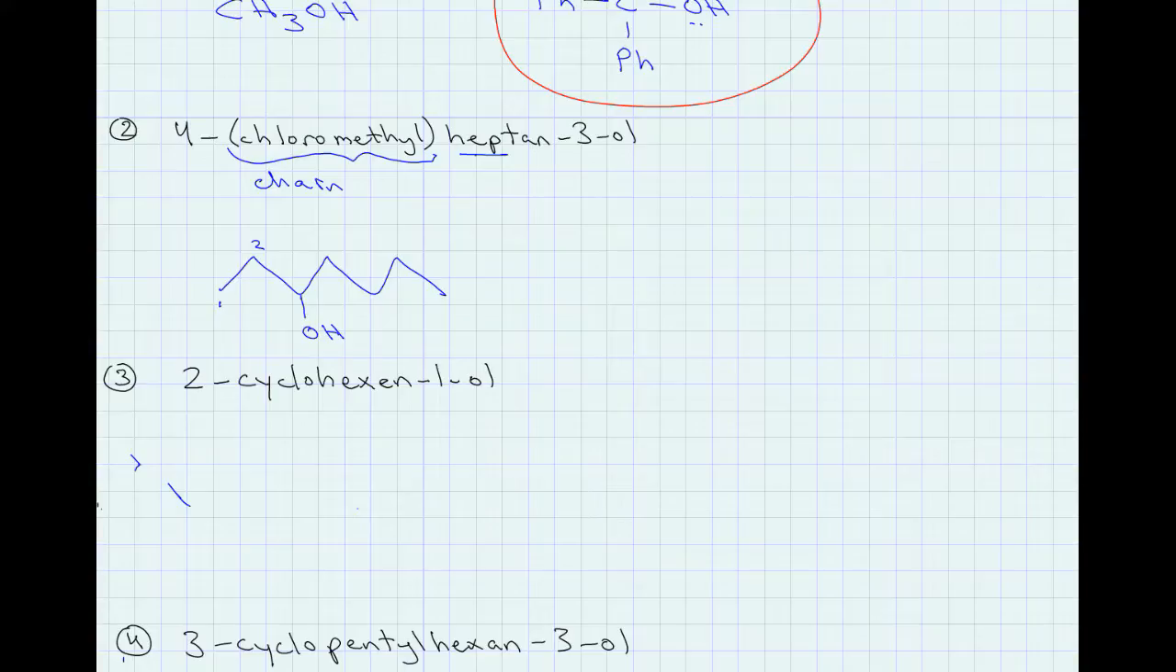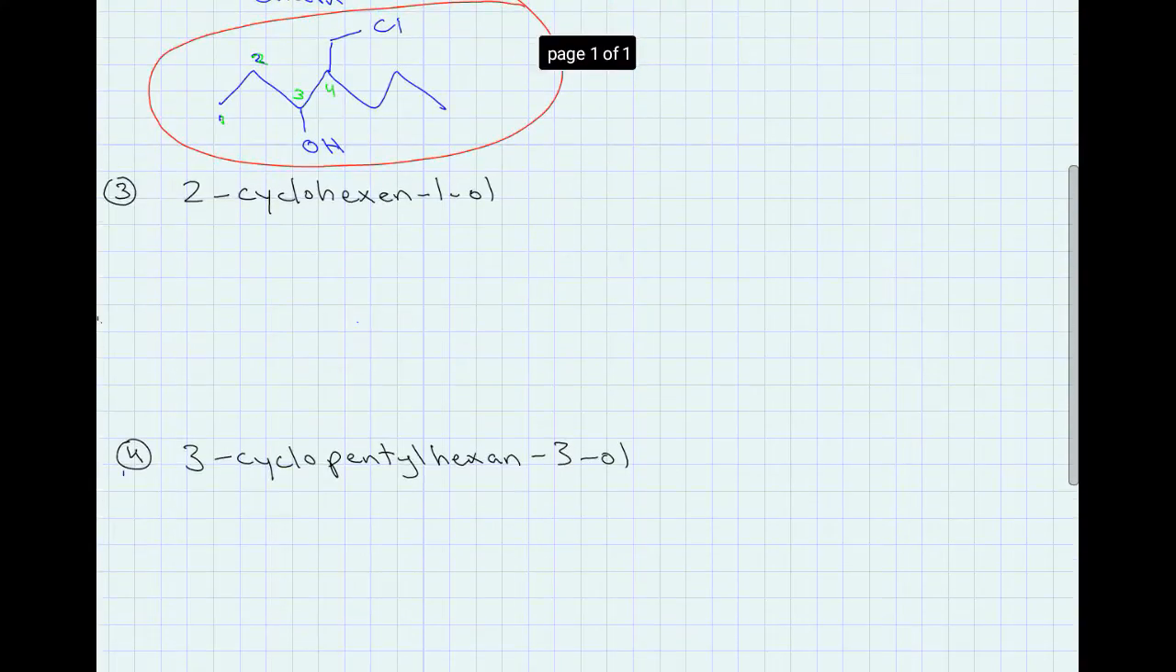So it says 4-chloromethyl. If we look at the fourth carbon, 1, 2, 3, 4, this is our fourth carbon. Chloromethyl is simply going to be a methyl group with a chlorine attached to it. So this will be our final compound, 4-chloromethyl heptan-3-ol. Let me erase this garbage that's on the side. So let's look at question number 3.